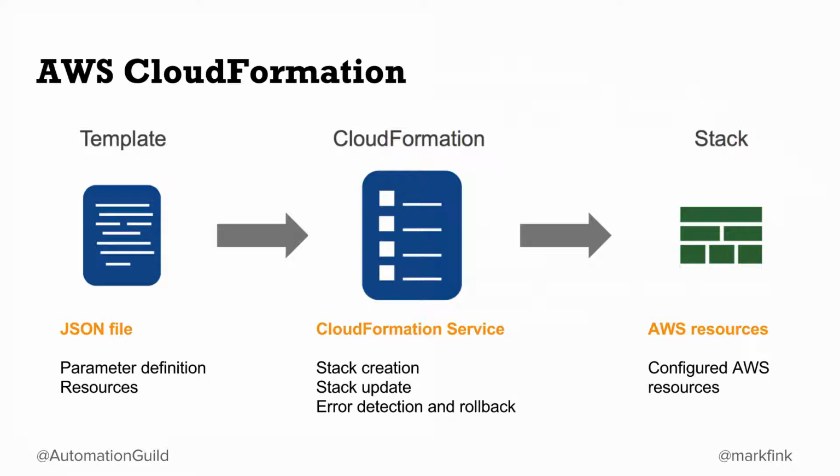The CloudFormation service consists of 3 parts. The template, a JSON file that defines parameters and resources. The AWS managed service itself. It does things like stack creation and stack update. It detects errors and rolls back changes. The stack is what we want to build: AWS resources like, for example, EC2 instances, load balancers, databases, and all that jazz.